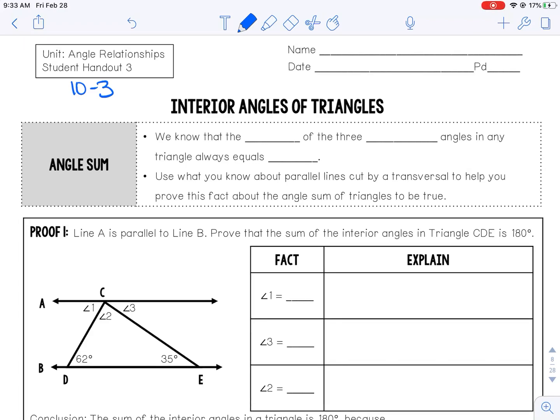Hey everybody, today we are going to look at lesson 10-3, interior angles of triangles. From 7th grade, you learned that the sum of 3 interior angles in any triangle always equals 180 degrees. Yesterday and the day before, you learned about parallel lines cut by a transversal and a whole bunch of angles. We're going to use that today to help us find some information about triangles.